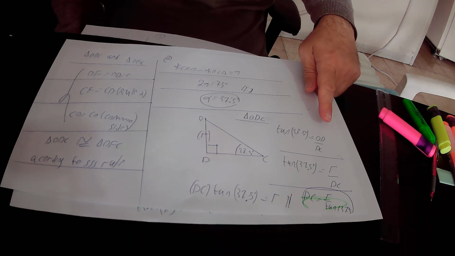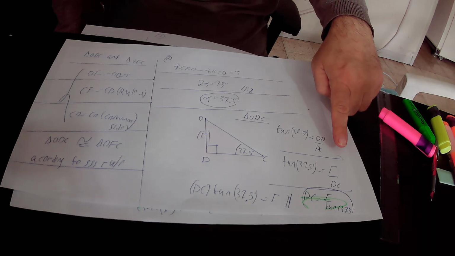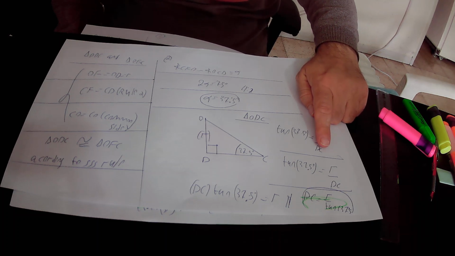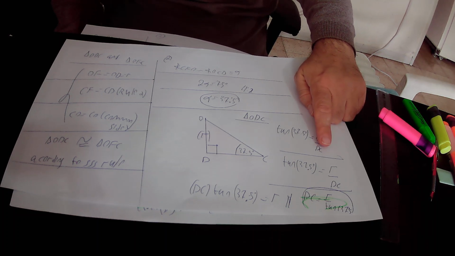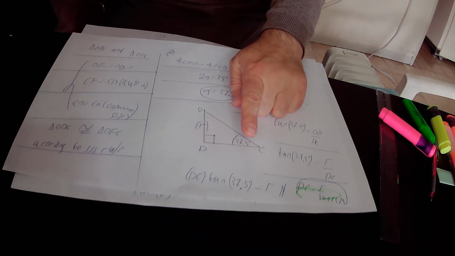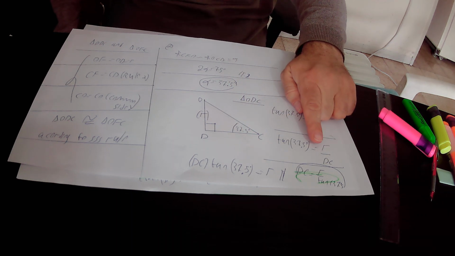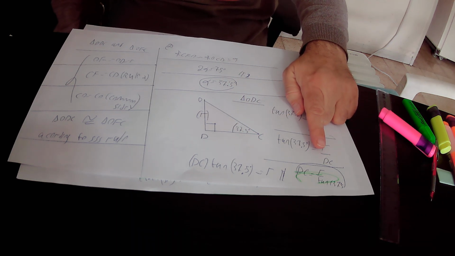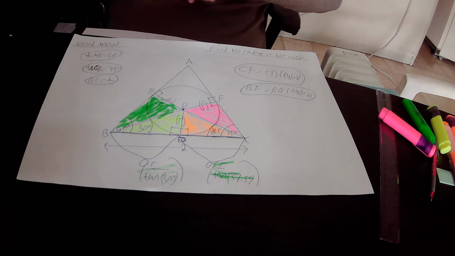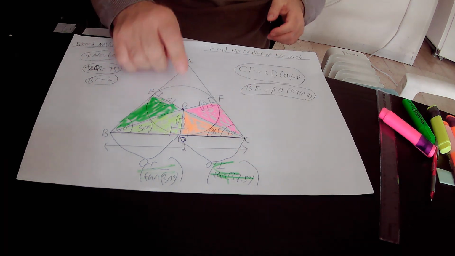OD is R, therefore tan 37.5 degrees equals R over DC. Here we multiply this equation by DC and find that DC times tan 37.5 degrees equals R. Here we divide this equation by tan 37.5 degrees and finally find that DC equals R over tan 37.5 degrees. So this line segment DC equals R over tan 37.5 degrees.